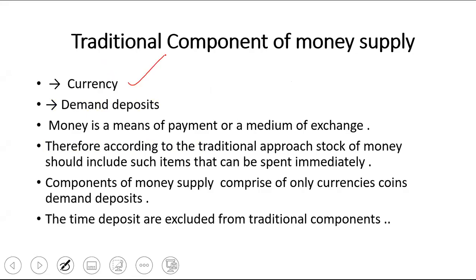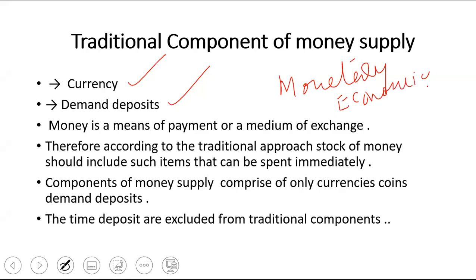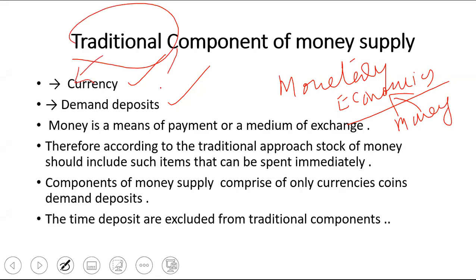The traditional component consists of currency and demand deposit. This is what we were explaining yesterday, children. You have to be quite clear here because this is monetary economics. The economics which deals with money is known as monetary economics. So what comes under the traditional component of money supply? One is currency, second is demand deposit.